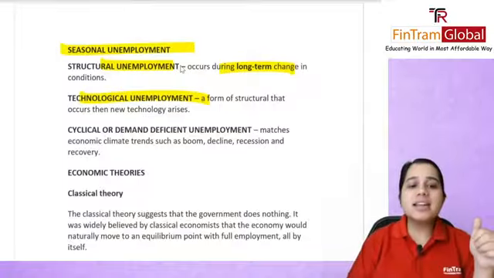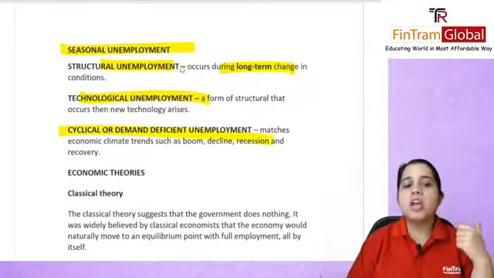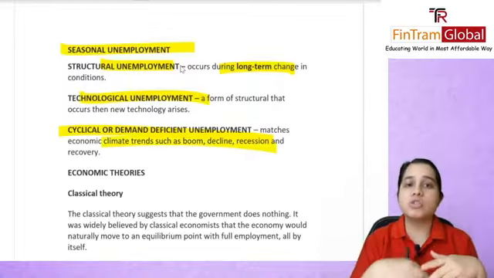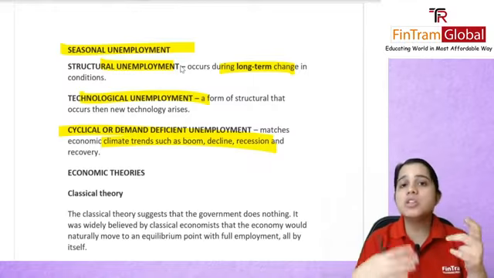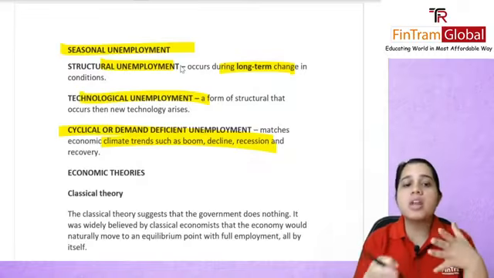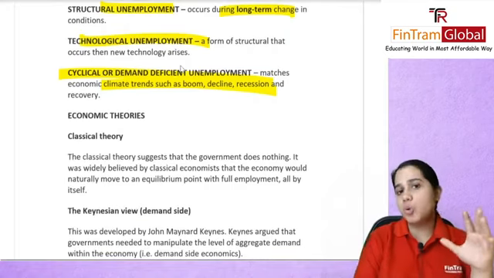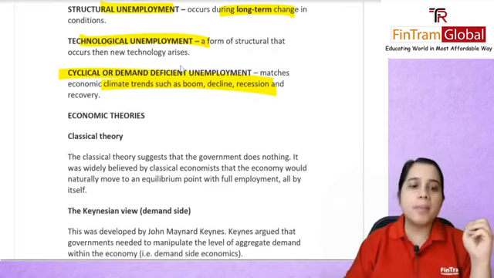Or you have your cyclical or demand deficient unemployment, which matches your economic climate trend: boom, decline, recession. So once there is a decline or recession, probably more people will be unemployed. So there will be cyclical unemployment. Then we covered the economic theories. Here we covered 3 theories, if you remember.